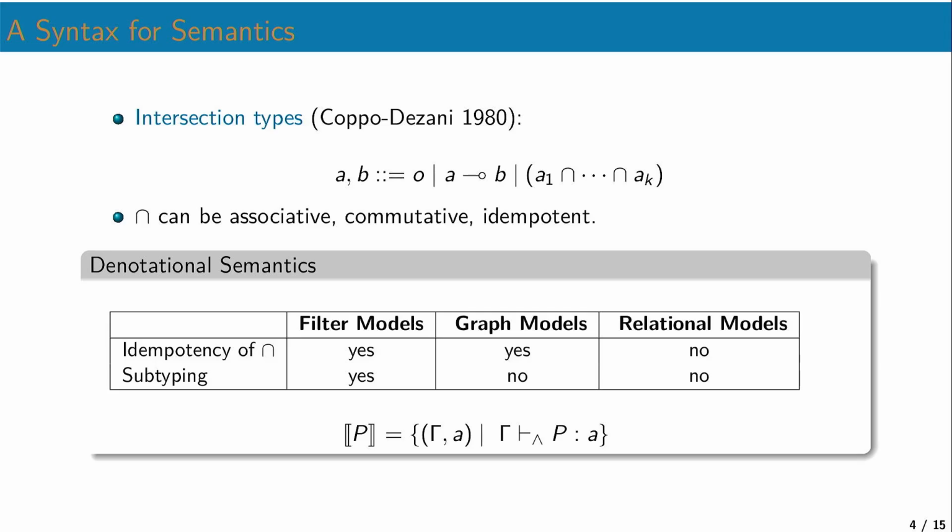In all this framework, the interpretation of the program can be described in a very simple way as just the set of the typings of the program in the appropriate intersection type system. So the pairs of context gamma and type A under which your program is typable. And this is preserved under reduction.